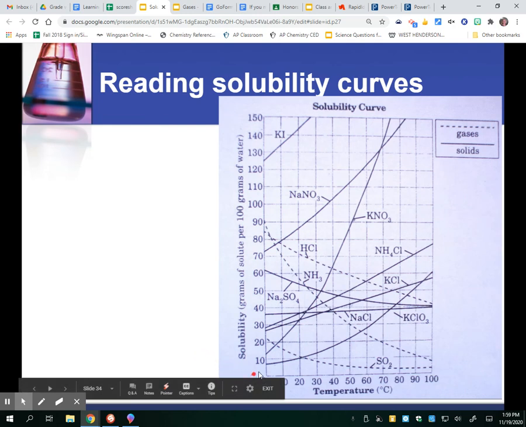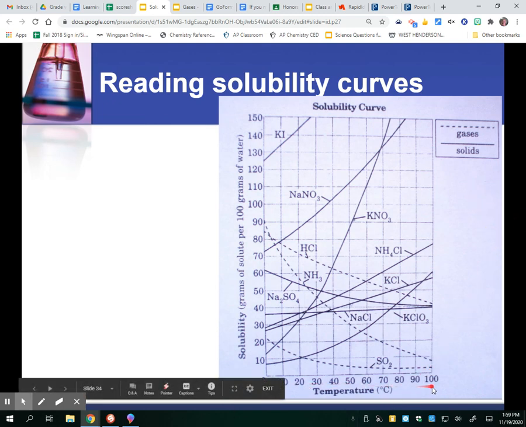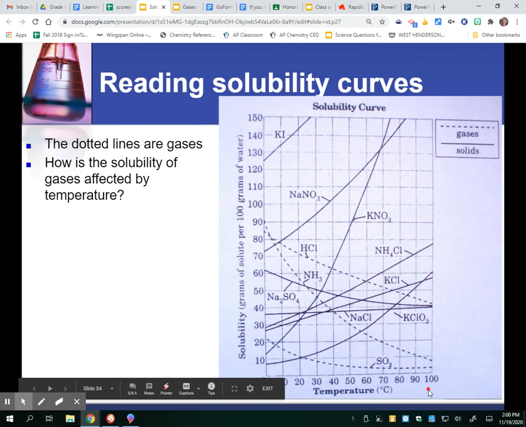Okay, so here I have a different solubility curve, and we have our solids, our solid lines, and our dashed lines are gases, and you have the key over here. And again, our x-axis is temperature. So as temperature increases, we can see the change in the solubility. Well, with this one, how is the solubility of gases affected by temperature?